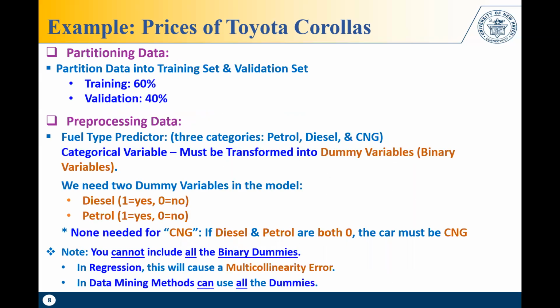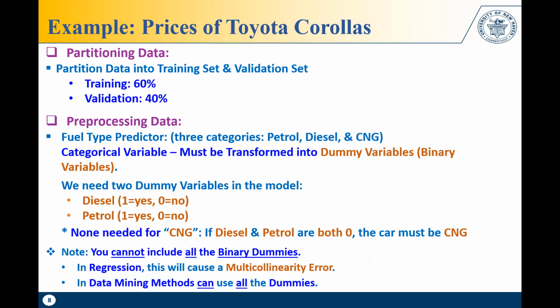Before using the data, we need to partition the data into training and validation set. 60% for training, 40% for the validation. For the pre-processing data, since the fuel type predictor is categorical, it must be transformed into dummy variables. There are 3 categories for the fuel type: petrol, diesel, and CNG. But we only need 2 dummy variables, one for diesel and one for petrol.